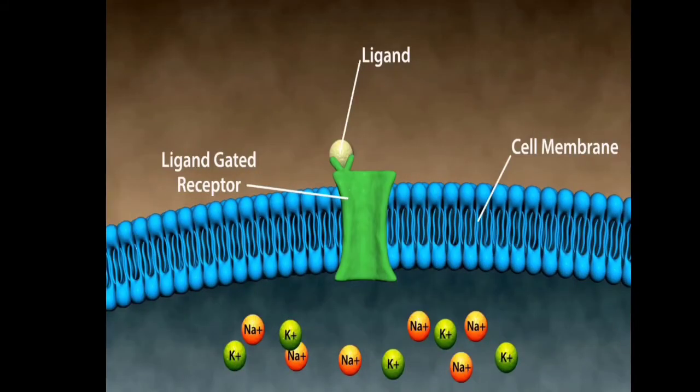This is basically the picture of a receptor and its binding. The type of receptor shown in this picture is a ligand-gated receptor. The ligand binds to the ligand-gated receptor present on the cell membrane.